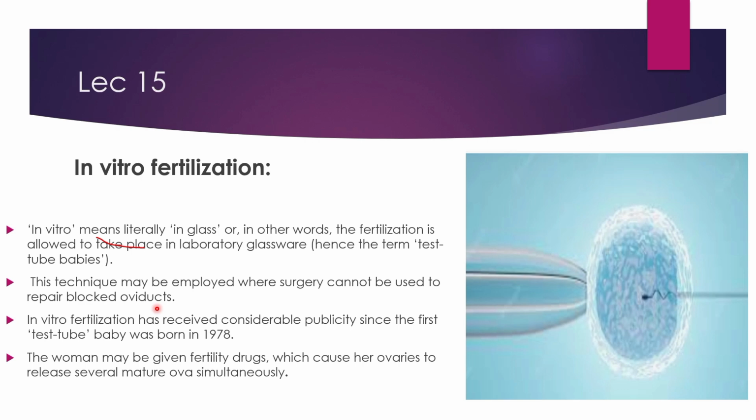The woman is given fertility drugs. In this procedure, the woman may go through various fertility drugs, various hormones to support her pregnancy, which cause her ovaries to release several mature ova simultaneously. Women who can't have babies often have a major problem that their ovaries can't produce mature ova, so these drugs are used so that the woman's ovaries release several mature ova simultaneously.